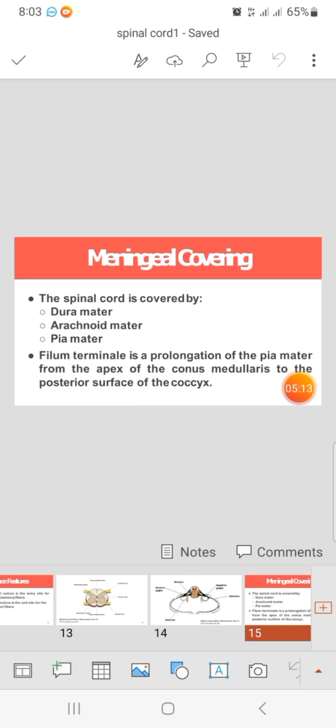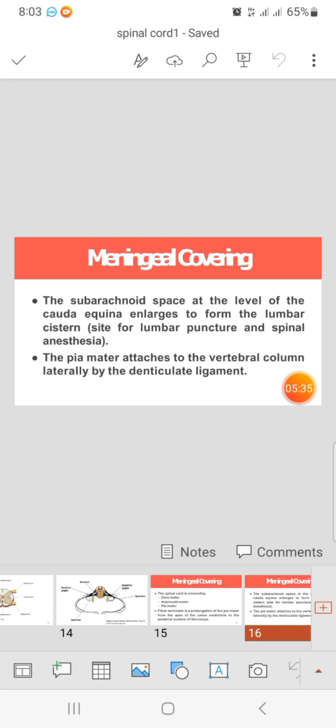The spinal cord, as I told you, is covered by three layers: dura mater, arachnoid mater, and the pia mater. What is filum terminale? Filum terminale is a prolongation of the pia mater from the apex of the conus medullaris to the posterior surface of the coccyx. This is very important.